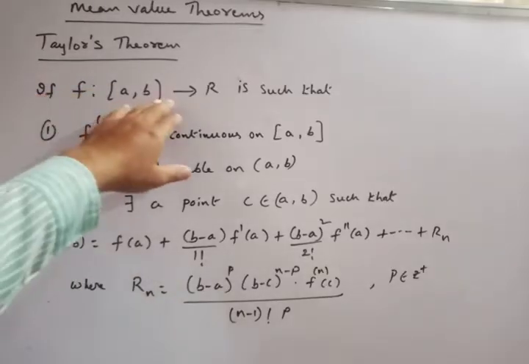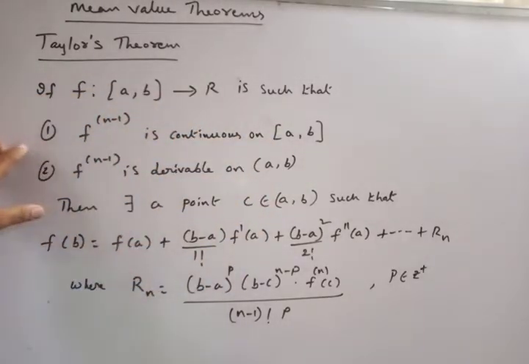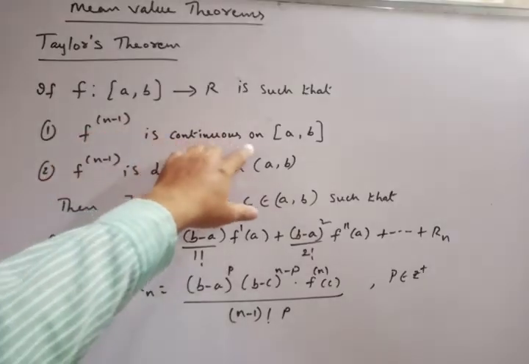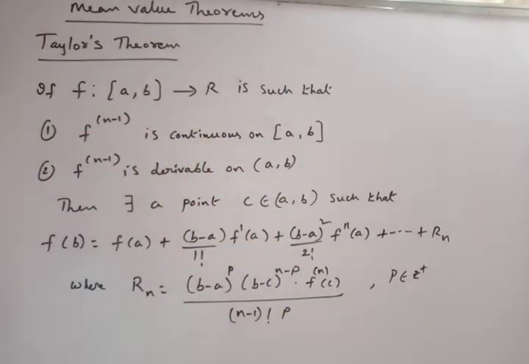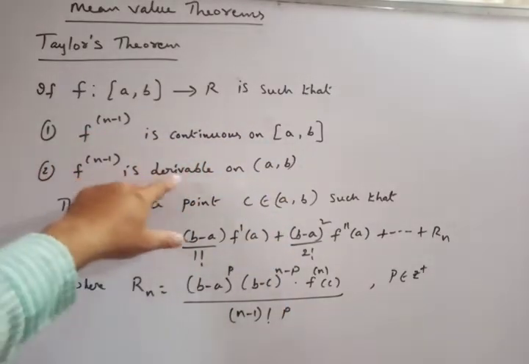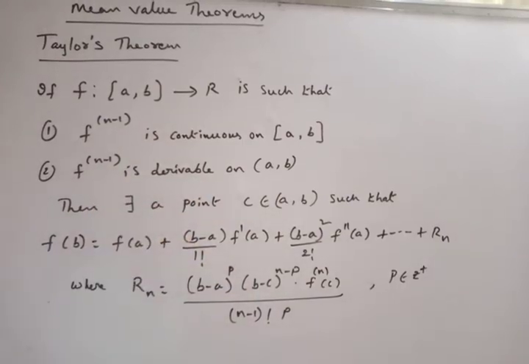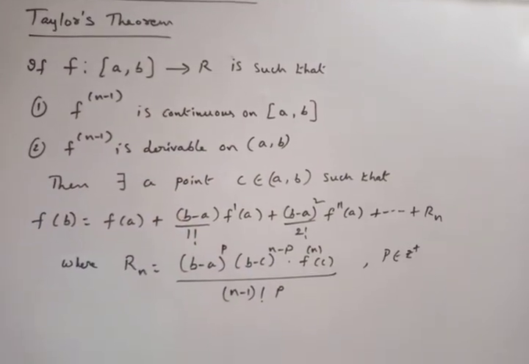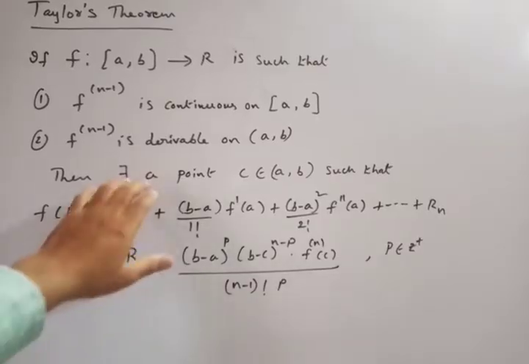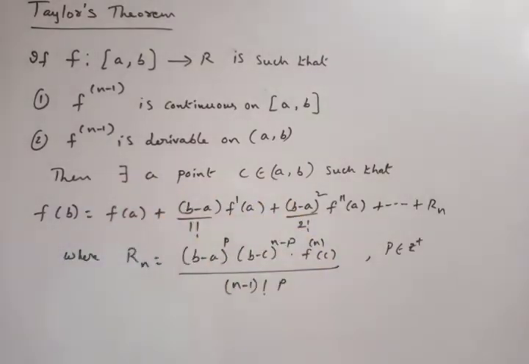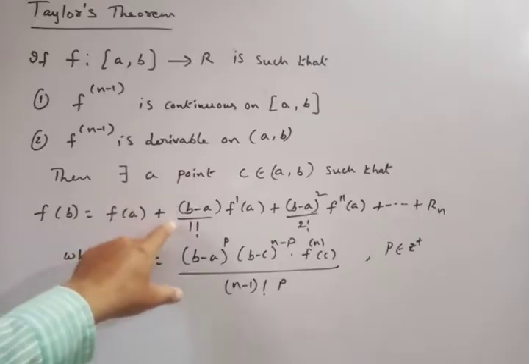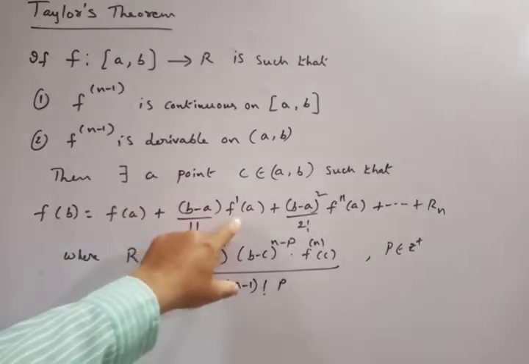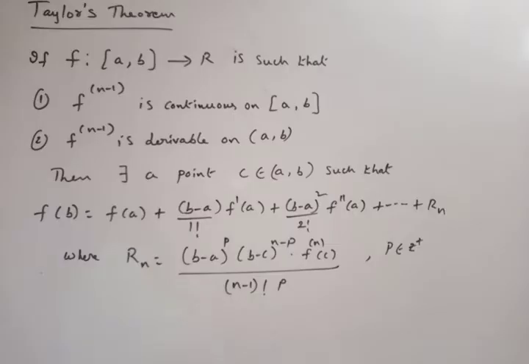If f maps [a, b] to R is such that f power n minus 1 is continuous on the closed interval [a, b], and second, f power n minus 1 is derivable on the open interval (a, b), then there exists a point c belongs to (a, b) such that f of b is equal to f of a plus (b minus a) by 1 factorial f dash of a plus (b minus a) whole square by 2 factorial f double dash of a plus so on plus Rn.